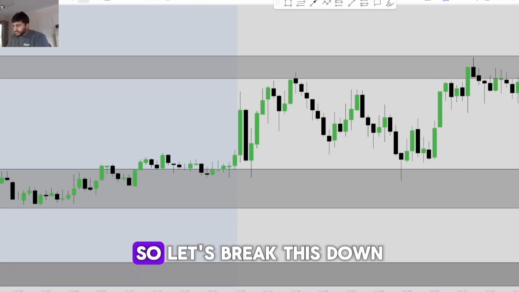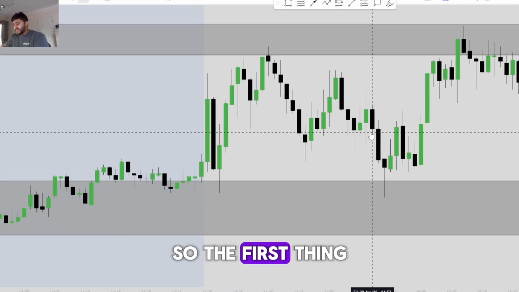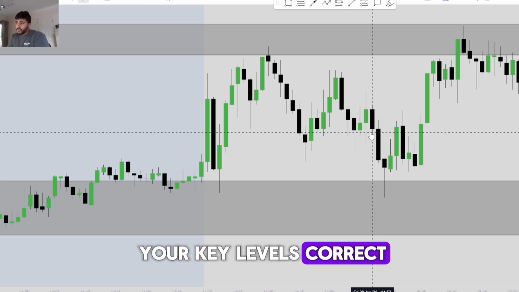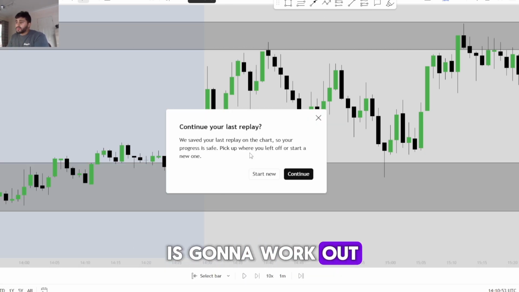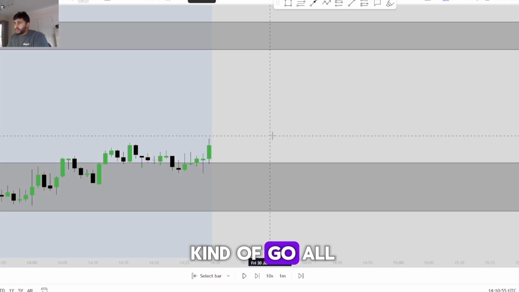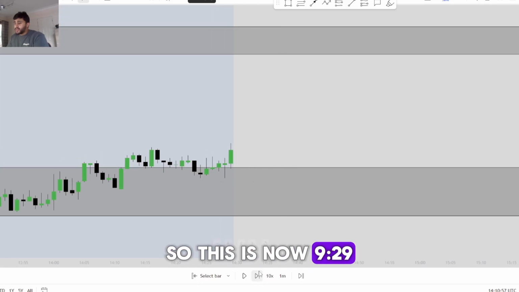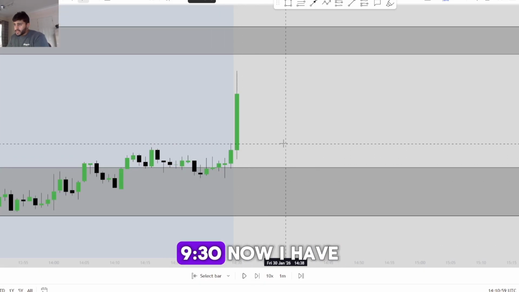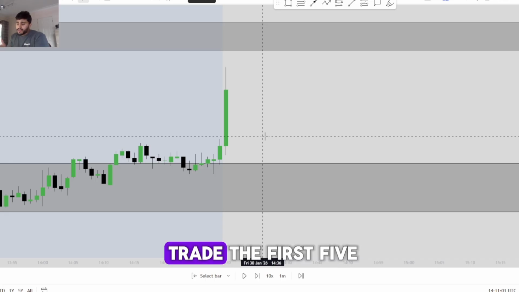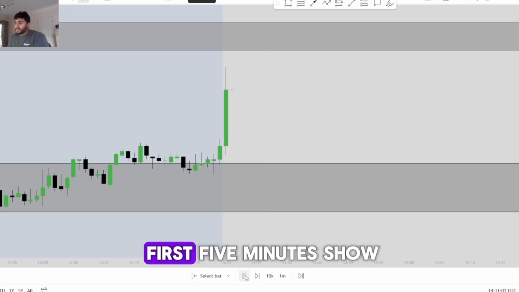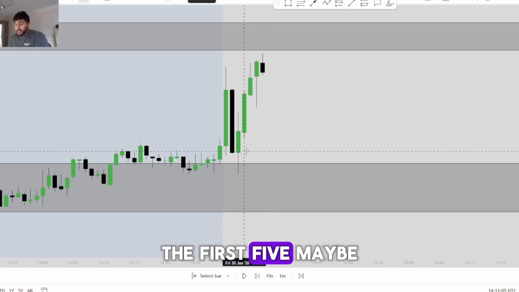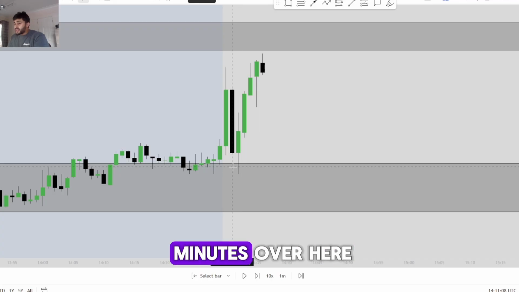So let's break this down. The first thing is, assuming you have your key levels correct, then the order flow is going to work out. If we go all the way back to the market open, this is now 9:29, 9:30. I have a rule: I never trade the first 5 minutes. I let the first 5 minutes show its hand, maybe even the first 15 minutes.